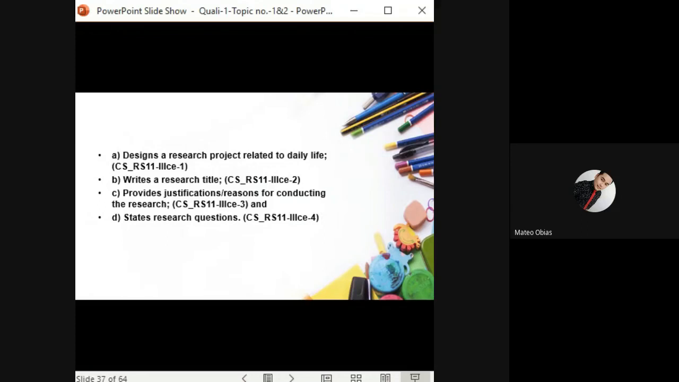If you're going back to the learning objectives or the most essential learning competencies, it's flashed on your screen. Number one is to design a research project related to daily life. And number two, write a research title. So at the end of the lessons in our week three module, you must be able to at least create a qualitative research title, and then of course provide justifications or reasons for conducting the research, and state the research question.